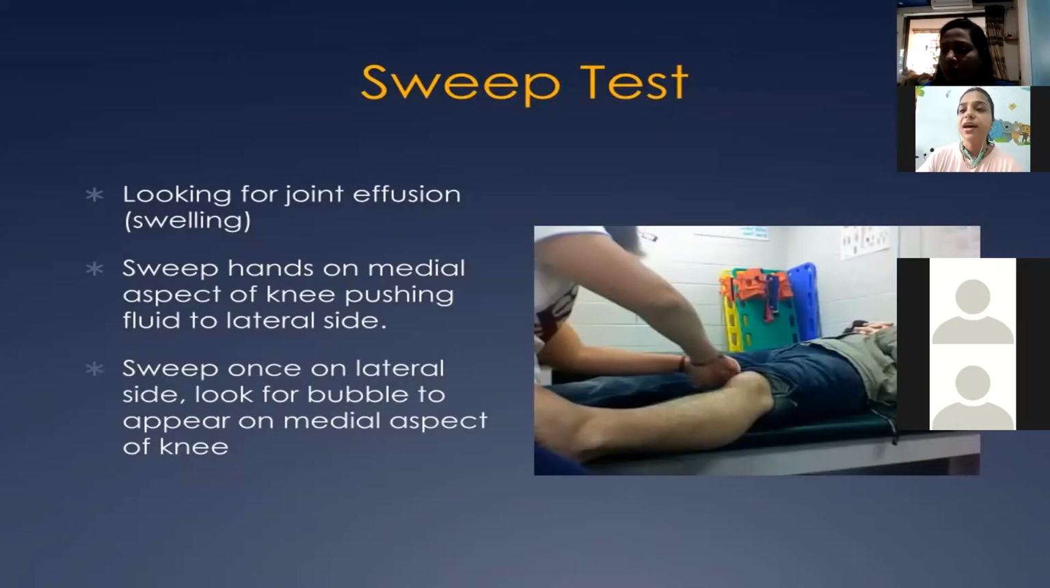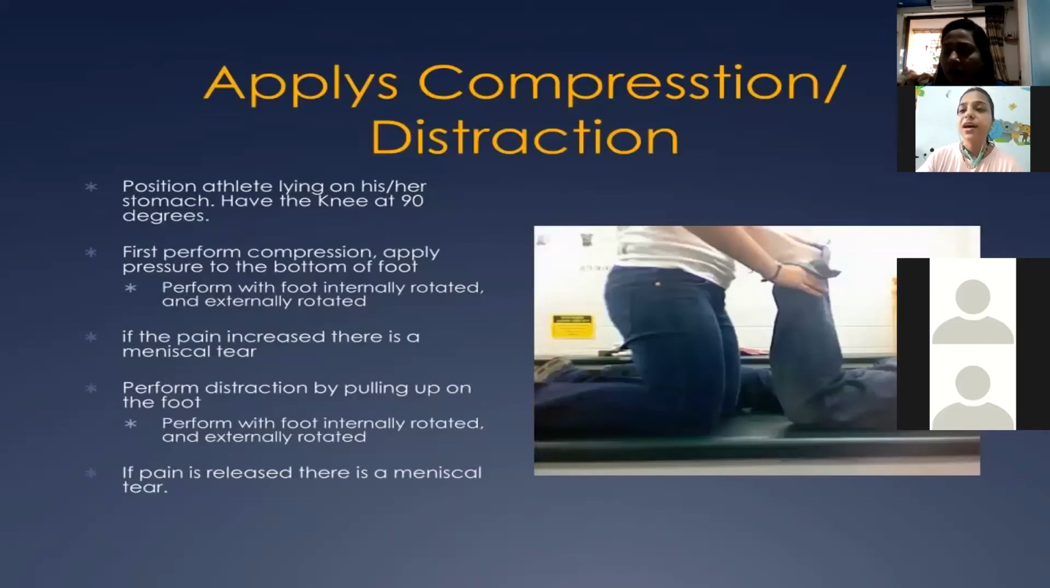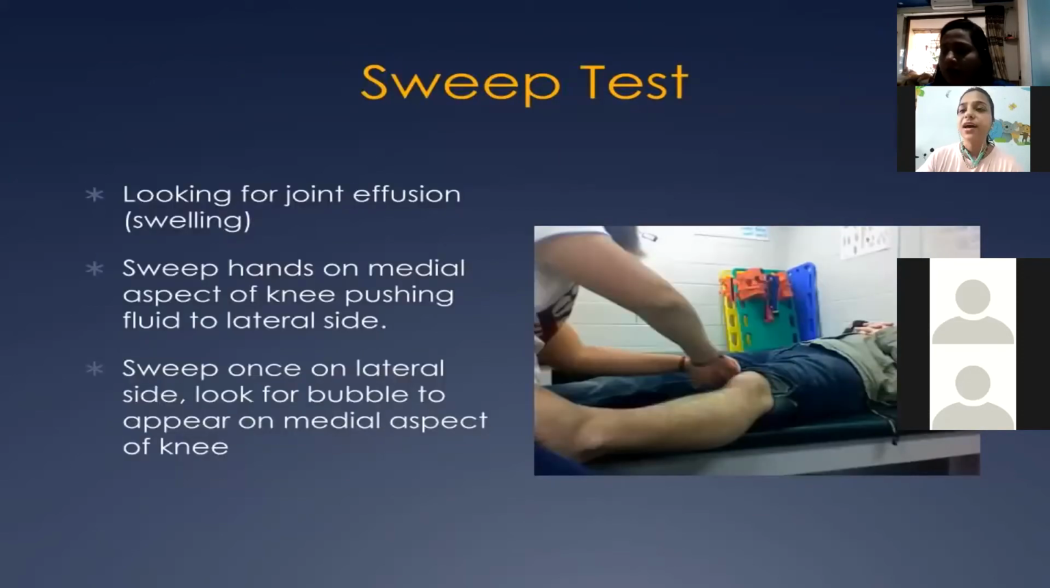So we sweep the medial aspect of the knee, hold up at the top, then sweep down, then the lateral side of the knee. And we are looking for a little puff of swelling and reaccumulation there. Basically, we are milking the swelling out of the medial compartment, and then we watch for the reaccumulation with the sweep down on the lateral side.